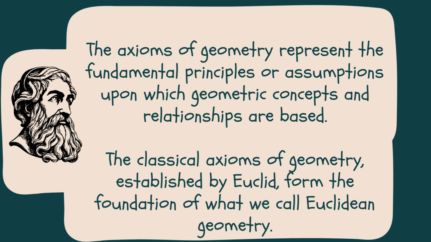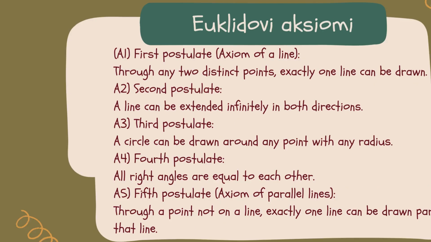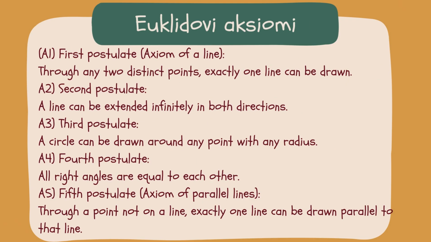The classical axioms of geometry, established by Euclid, form the foundation of what we call Euclidean geometry. Euclidean axioms. First postulate, axiom of a line. Through any two distinct points, exactly one line can be drawn. Second postulate, a line can be extended infinitely in both directions.